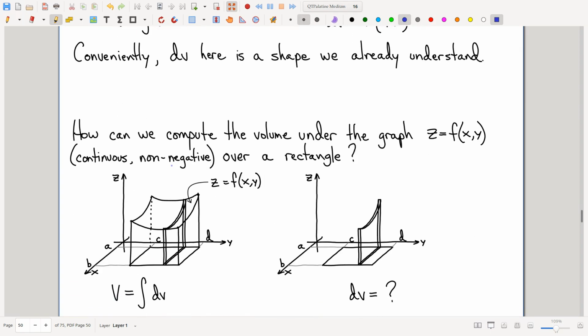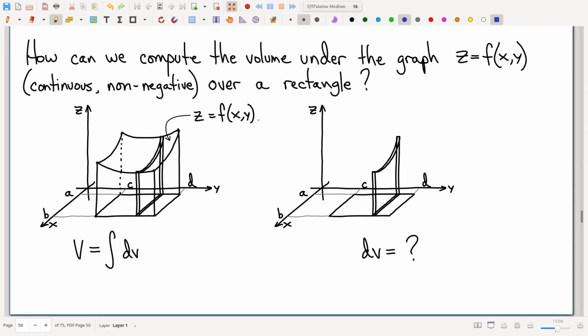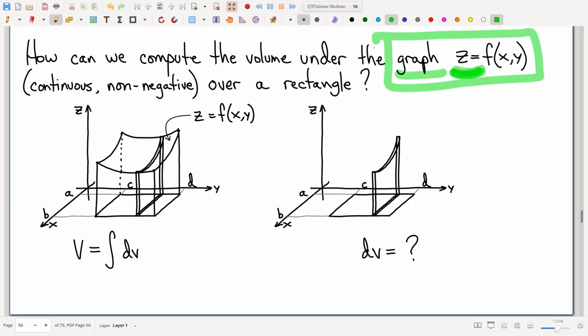And I'm just going to point out, we could try to use that same approach to answer a different question. Suppose I have a graph, right? Can't emphasize enough, you've got to be careful about the picture. This is a graph. And suppose that graph is some surface. And suppose you have a rectangle down in the XY plane. And here's a reasonable question: how would you compute the volume under that graph above that rectangle?